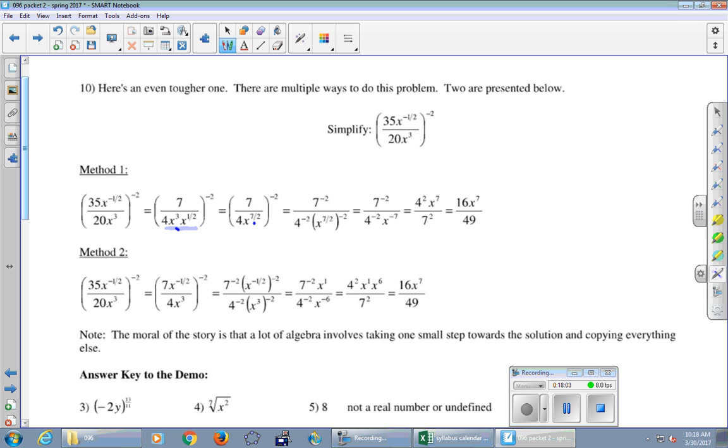That is 3.5. I've left it here as an improper fraction, 7/2. Okay, we have gone as far as we possibly can on the inside of the parentheses, which means the next thing we need to deal with is this negative 2 sitting outside, right?